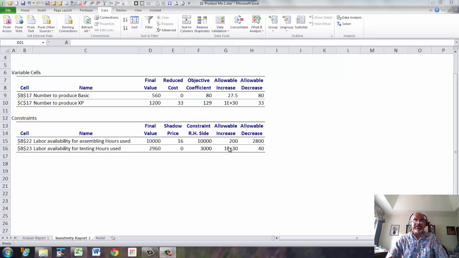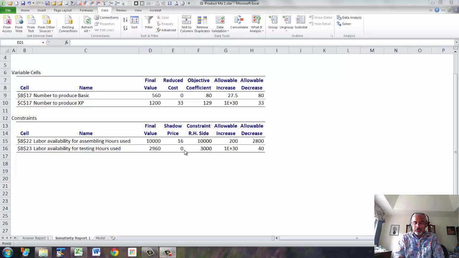So allowable increase is infinity. You can keep on increasing, your slack will only increase. But the reduction is limited to 40 hours. Once you use up all of the slack, the shadow price is no longer valid. After that, if you decrease the right hand side value, then there may be a reduction in profit. We don't know what that value will be.